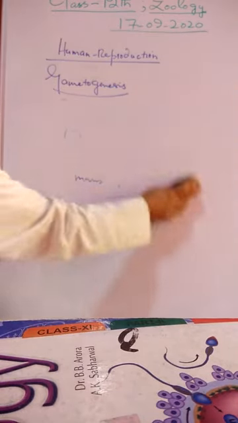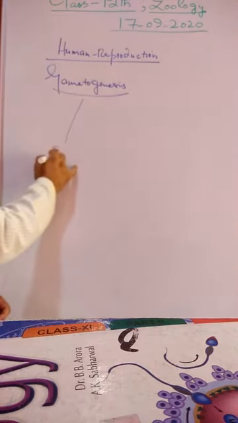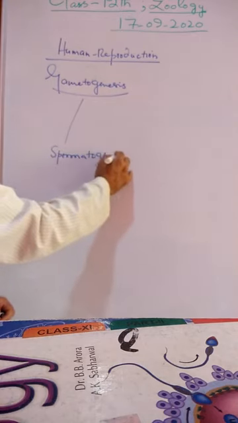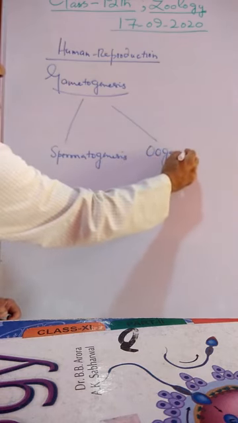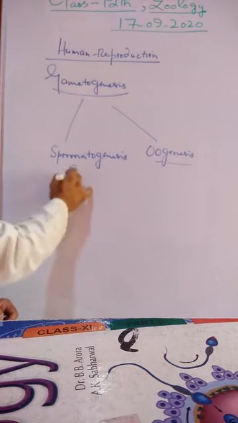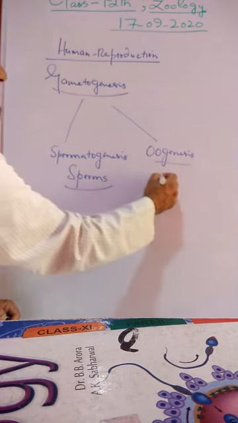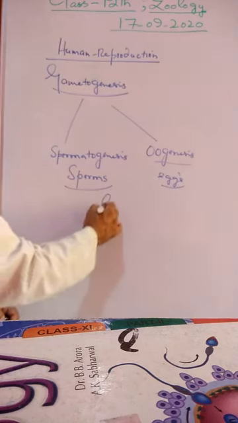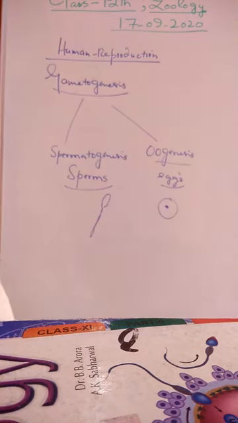Gametogenesis is of two types. In males, the gametogenesis that takes place is called spermatogenesis, and in females it is called oogenesis. Spermatogenesis is the formation of sperms which are haploid, the male gametes. Oogenesis is the formation of eggs that are also haploid. Sperms are just this size and eggs have this size and shape.